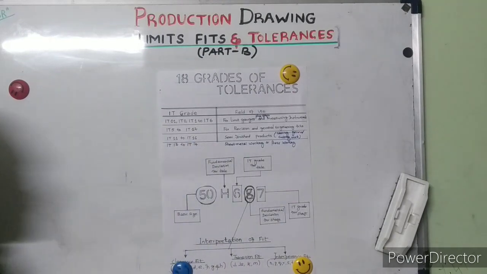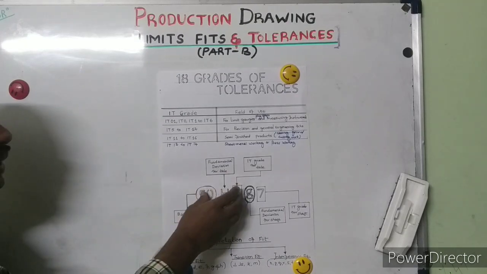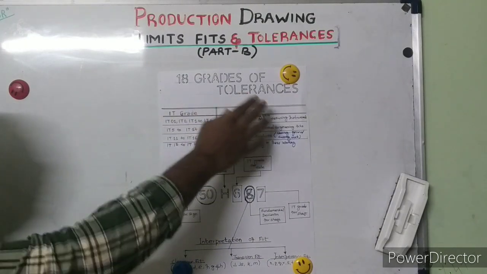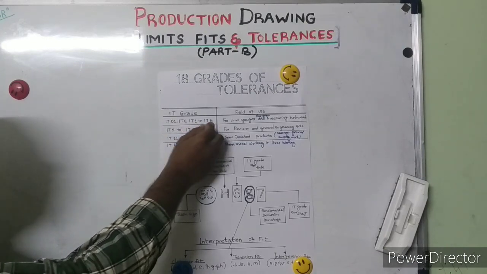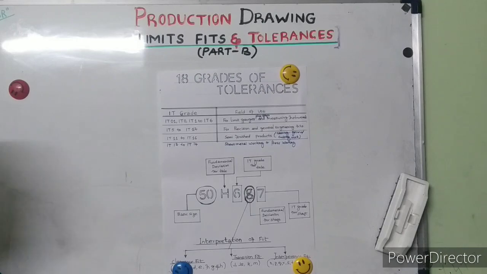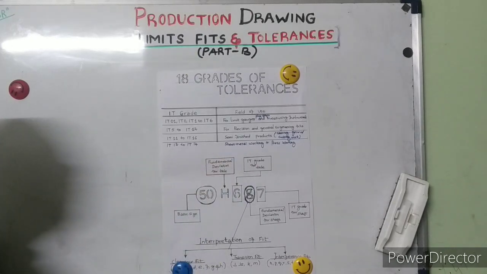What do these IT grades indicate? The IT grades are nothing but an indication of the level of accuracy, in which these grades are defined. There are a total of 18 grades, that is IT01, IT0, IT1 to IT6. These are used for limit gauges, plug gauges and measuring instruments. Then IT5 to IT12 is used for precision and general engineering fits. IT12 to IT14 is used for sheet metal work and press working. IT11 to IT16 is for semi-finished products, that is casting, general cuttings, etc.